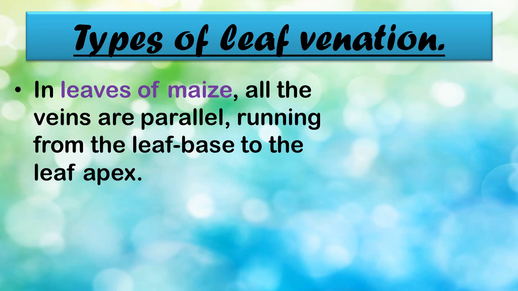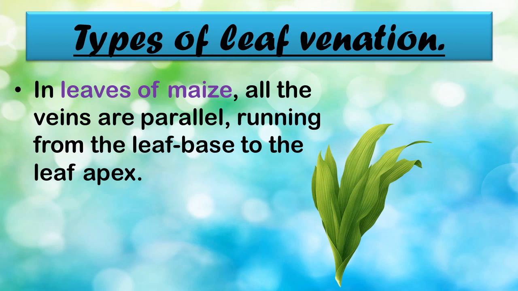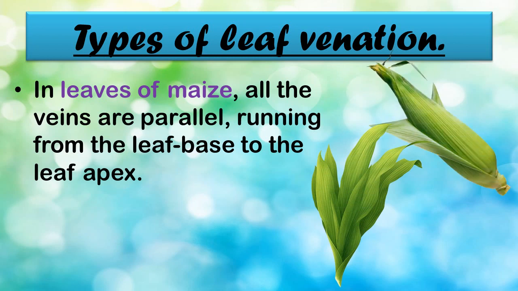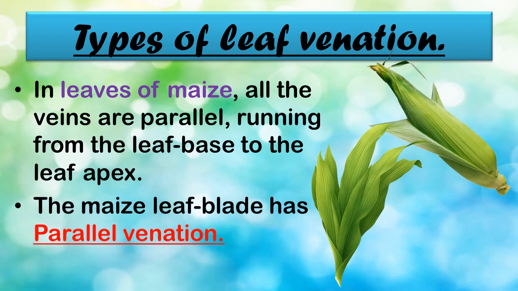Now the next kind of venation is in the leaves of maize, where all the veins are parallel. The veins are arranged in a parallel manner and run from the leaf base to the leaf apex. So this is corn or maize. Here you can observe the parallel venation, and the maize leaf blade has parallel venation. That means there is no midrib, only the veins are arranged in a parallel manner. So this is called parallel venation in maize.